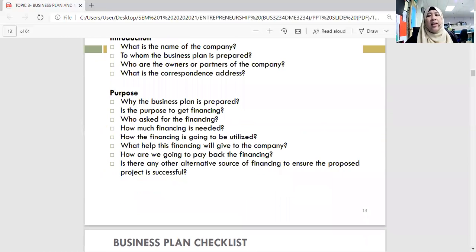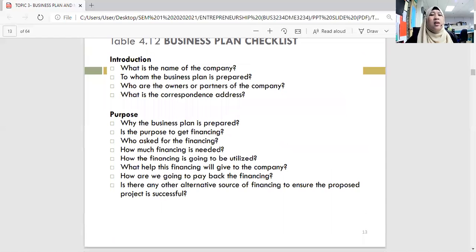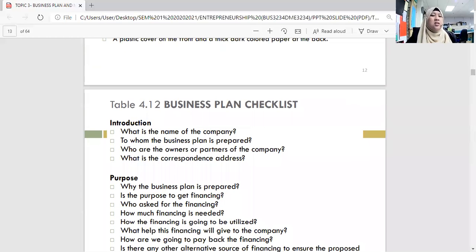All right, and then okay, this is the checklist. Okay, if you see the business plan checklist. In the introduction, what should you explain? The name of the company, to whom the business plan is prepared, who are the owners or partners of the company, and what is the correspondence address. So this is under the introduction part.